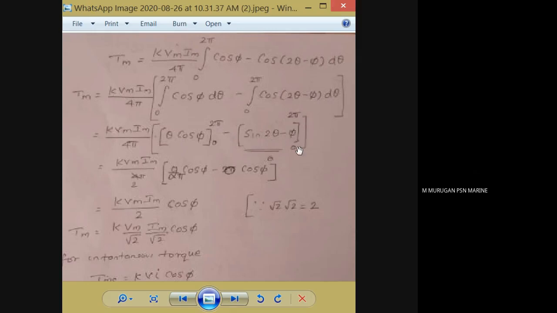So sin theta with respect to 0 to 2 pi. So putting any value, 0 or 2 pi, into the sine, we can get the 0 value. So no need to bother about these things. So I am underlining and putting the 0 value here.